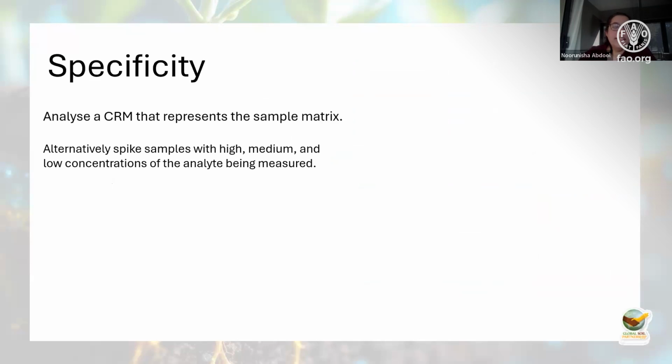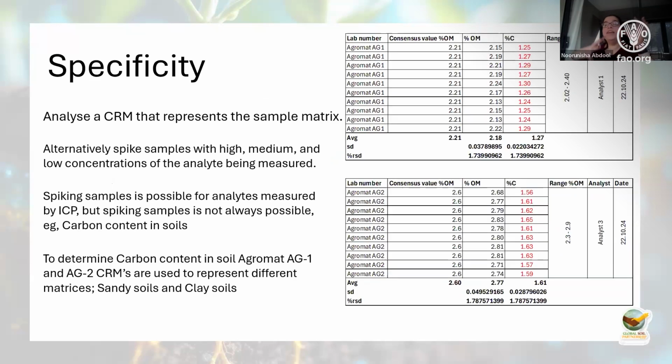Okay, specificity. Ideally, use a CRM that represents your sample matrix, or a PT sample that represents your sample matrix. You don't want to be doing a compost sample when you are doing normal soil analysis for clients and farmers around your laboratory. The way we normally show specificity is you spike your samples with different concentrations. Again, not so easy when you are doing a dry soil. You can spike your liquid samples, that's much easier. So like I say, spiking is not always possible. Something like carbon in soils is going to be an issue.